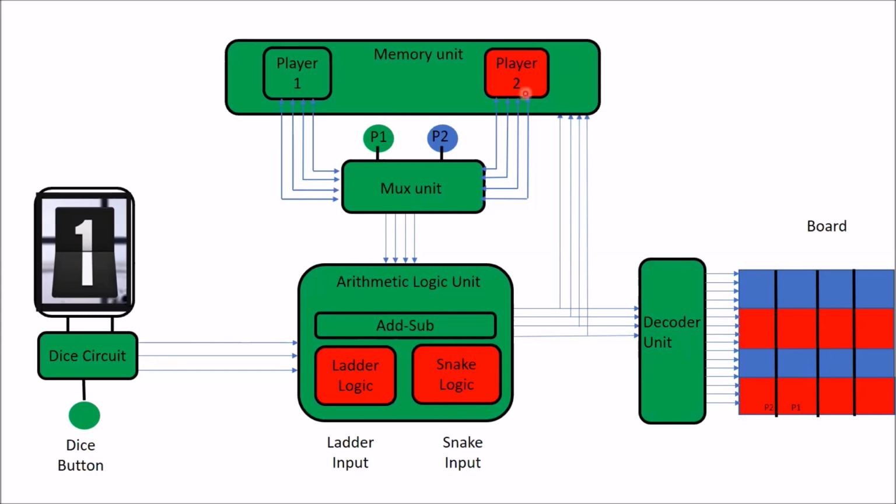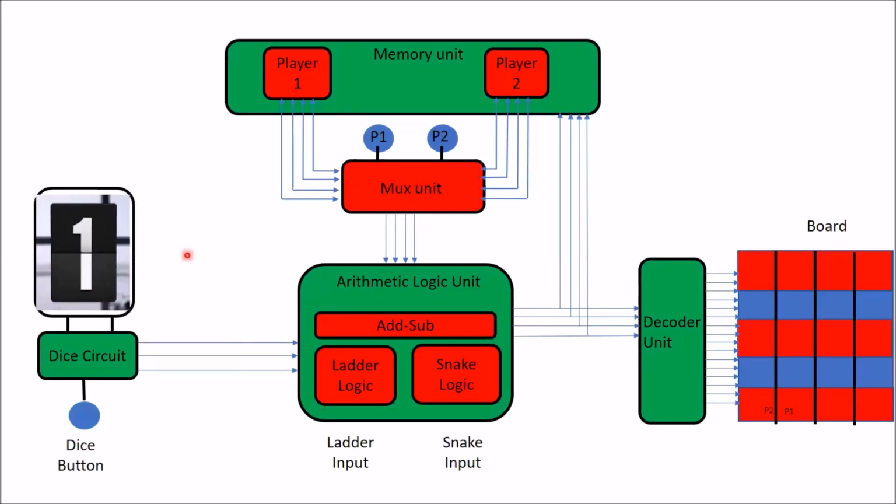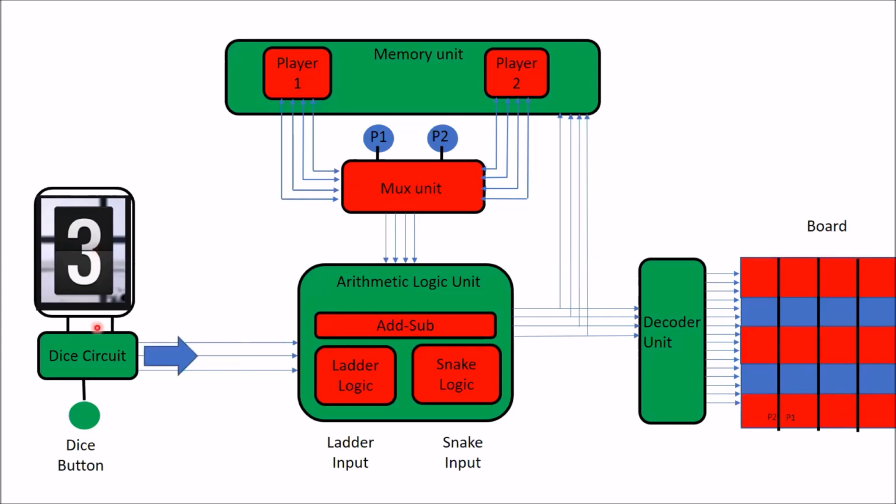And all the time player 2 is unselected, so this memory block will not pass anything via this mask circuit. Now let us check for player 2. Now player 2, again the counter is running because you see your dice button is off. So now what we'll do, we'll make the dice button on. So the dice button is on, so whatever the data, that data will be passed through this arithmetic logic unit.